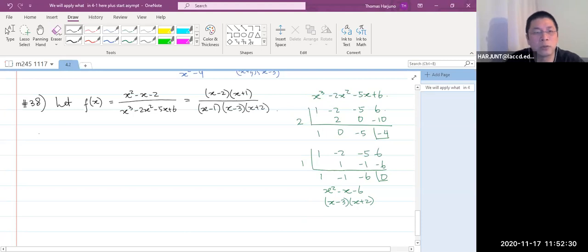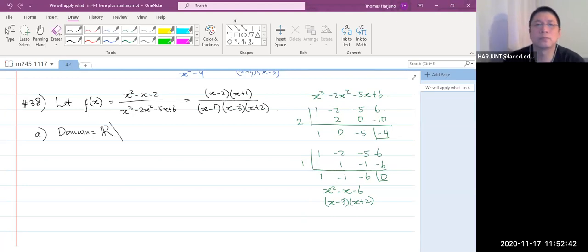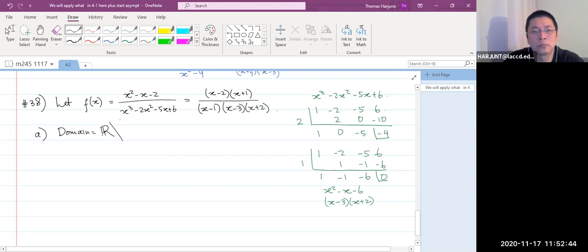Okay, so we can start. Once we fully factor them, we're basically done. We just need to write down all the details. The domain is all real numbers except 1, 3, and negative 2. Part B. How about the y-intercept?